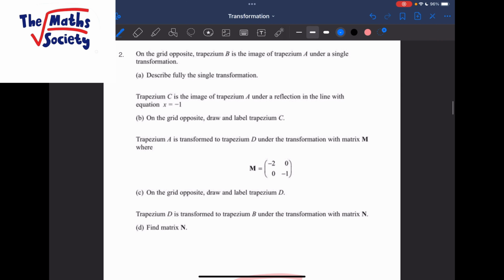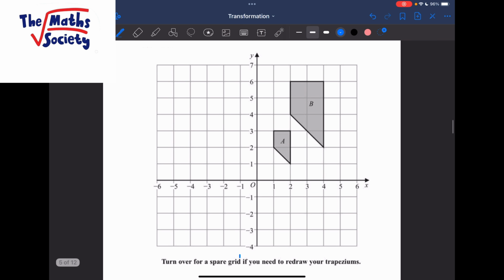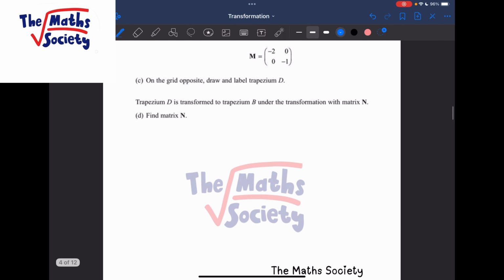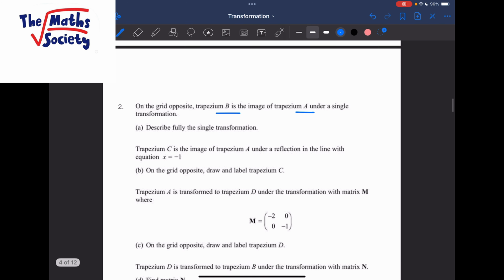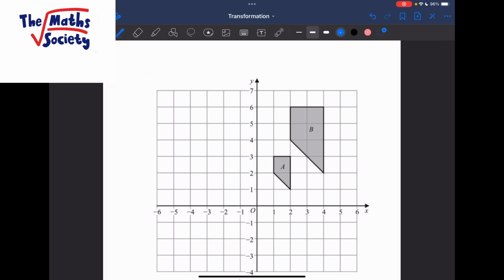Okay, we'll go on to question 2. Question 2 says that on the grid opposite, trapezium B is the image of trapezium A under a single transformation. Describe the single transformation. So for A, we've got to describe the transformation first. So here we can see that it's from A to B, I believe. Yep, B is the image, so A to B. So we're going to have to do the same thing, which is just going through the lines first, just making sure we know where the enlargement center might be.